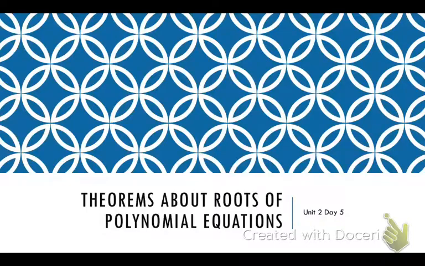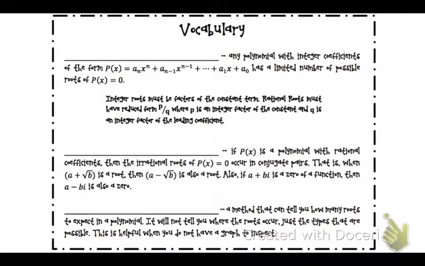Okay, theorems about roots of polynomial equations. Unit 2, day 5. It's a mouthful. Let's do this. So any polynomial with integer coefficients, and so on. Lots of words. That's the rational root theorem. This next one is the conjugate root theorem. And then the last one is Descartes' rule of signs.